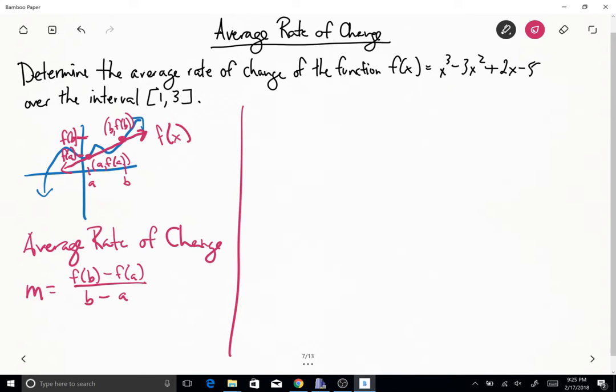So in our case, our interval is 1, 3. So the first thing you're probably going to want is f of 3 and f of 1. So f of 3 is just 3 cubed minus 3 times 3 squared plus 2 times 3 minus 5. Oh, 2 times 3, not 2 to the third. Sorry about that.